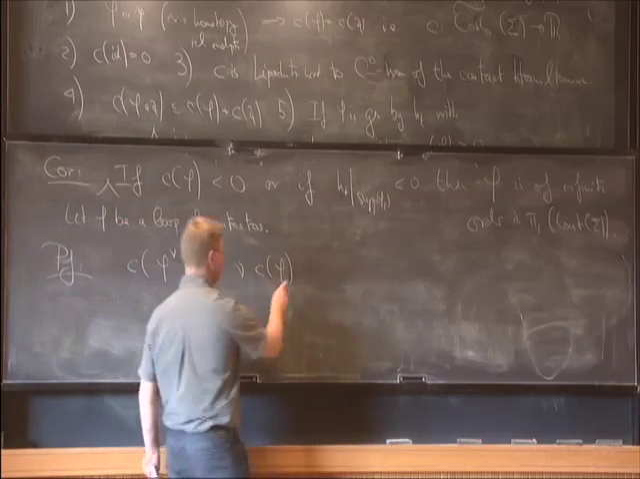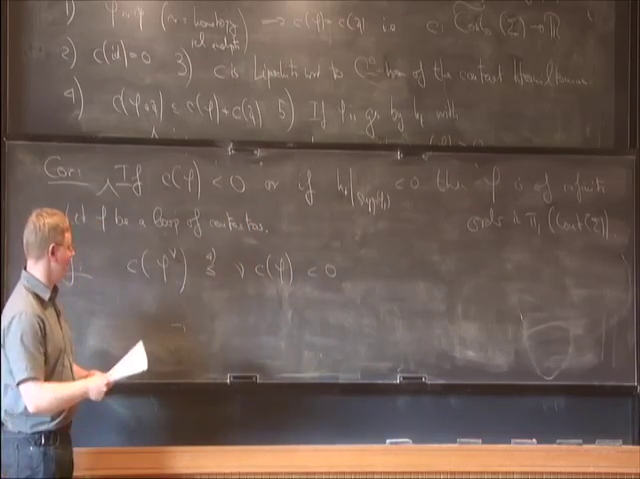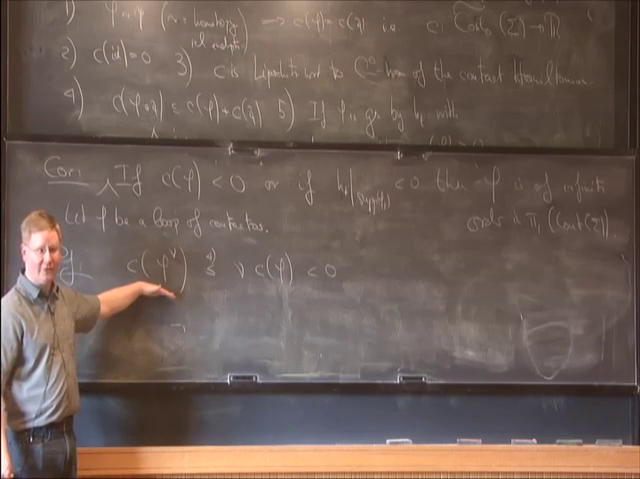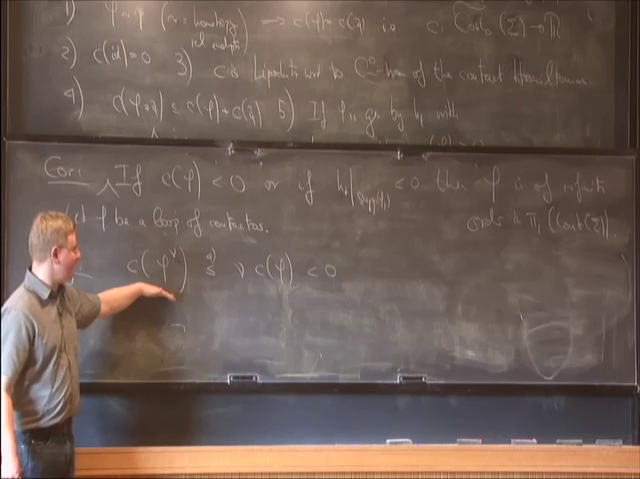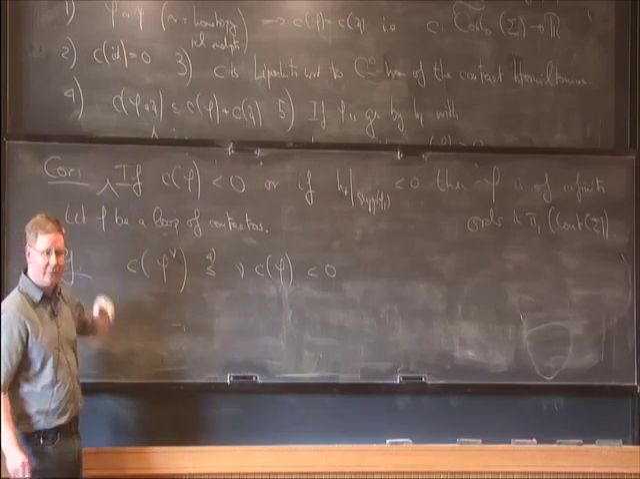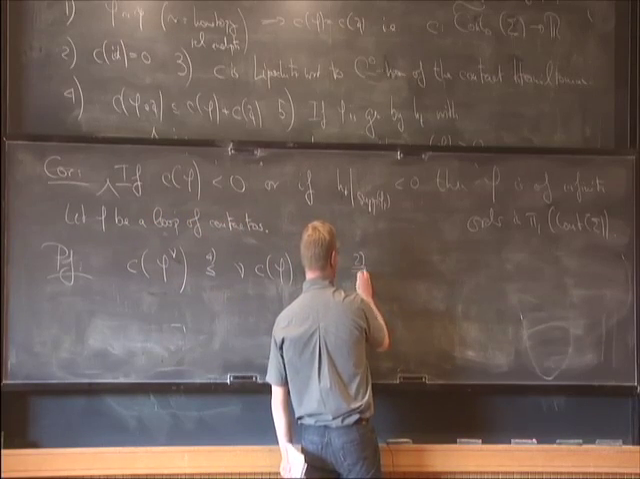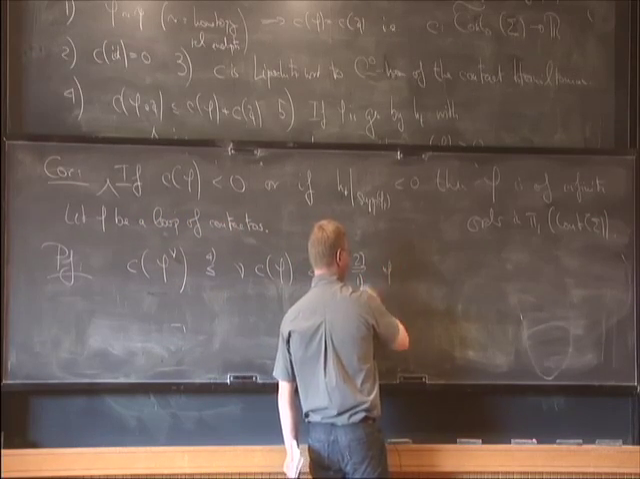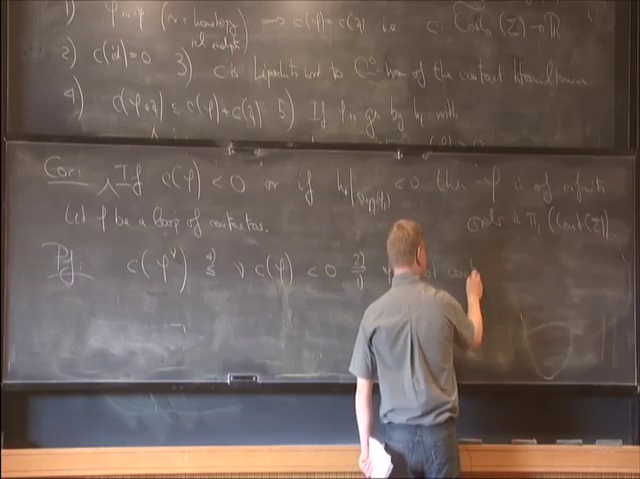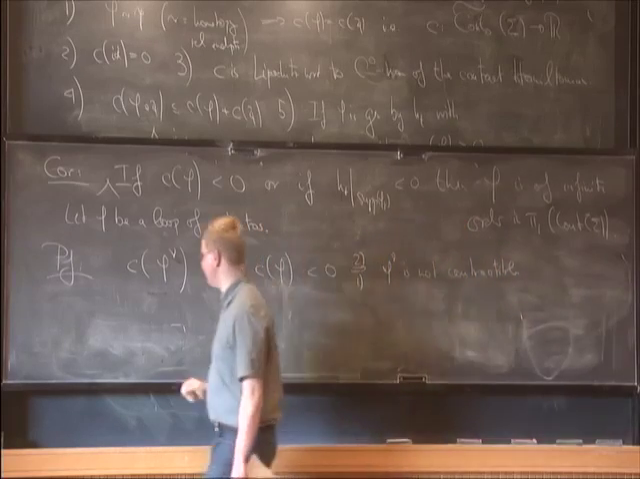So if you assume that c of phi is negative, then that means c of phi nu is negative for all nus, for all iterations. In particular, it cannot be contractible, because otherwise you would have to get 0, right? So this implies by 2 and 1 again, phi to the nu is not contractible. That was the first case.